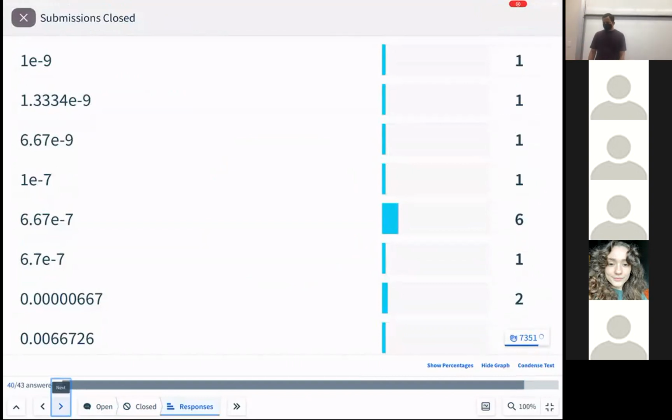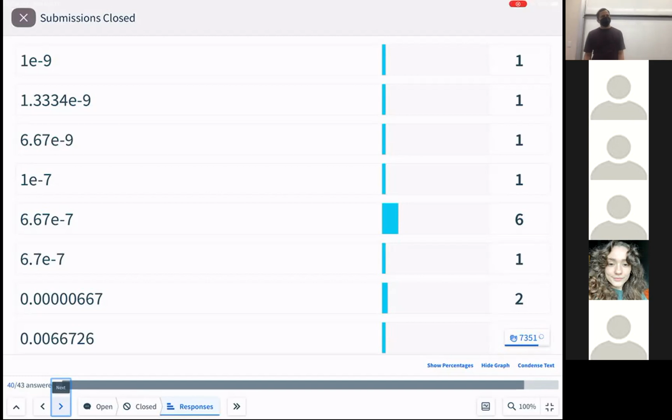Yes, so it looks like a lot of you got the right answer. It is 6.67 times 10 to the minus 7 newtons. But if I ask you to give it in units of 10 to the minus 7 newtons, it's actually 6.67. The answer was staring you in the face the whole time. Did anyone notice that?